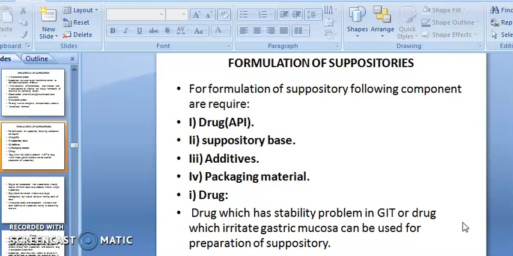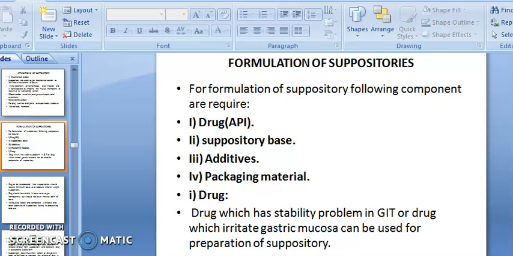While formulating a suppository, what ingredients or contents should be in your suppository, that we have to discuss. For the formulation of suppository, the following components are required. Firstly, we require drug as the active pharmaceutical ingredient. We require suppository base. We require additives, and we require the packaging material. With these four contents, we will design or formulate the suppository.